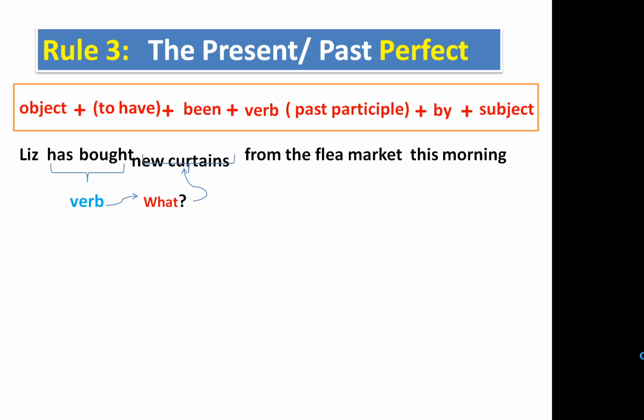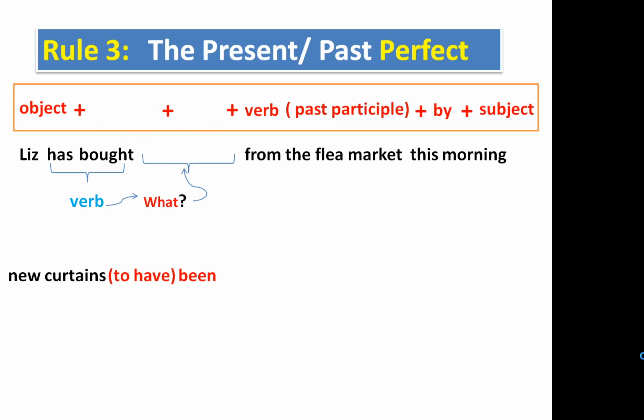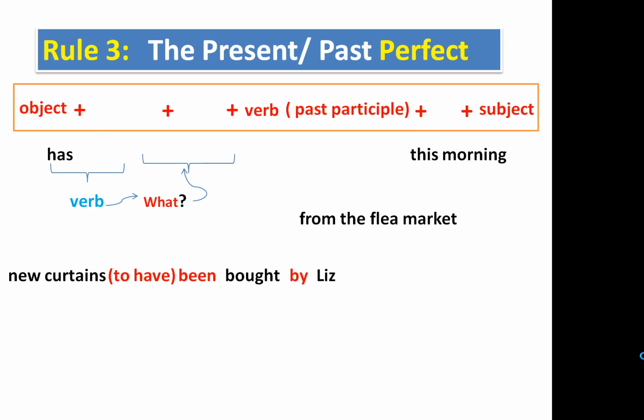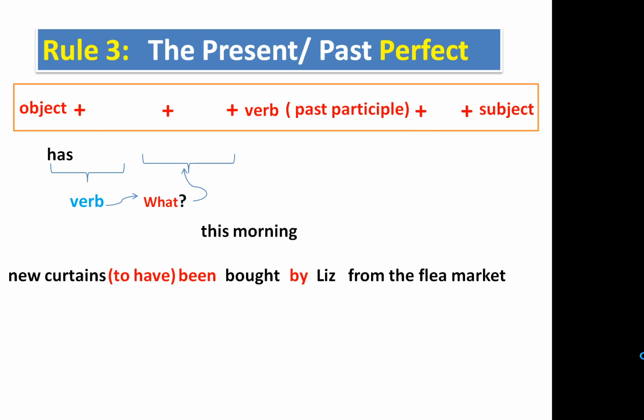New curtains is going to be the object, so it's going to be put into the beginning of the sentence. So new curtains, to have, been, and then the verb in the past participle. So this is the verb, and then by, and then the subject is going to be Liz, and then I finish my sentence: from the flea market this morning. Great. Now I'm going to ask a question: what tense is the sentence? And the answer is that the sentence is in the simple present.